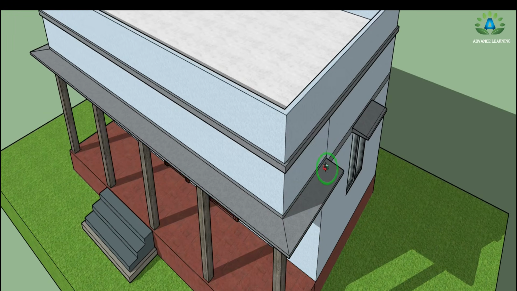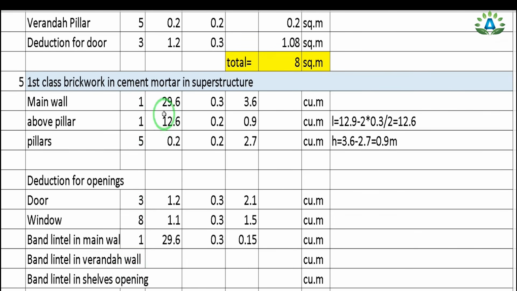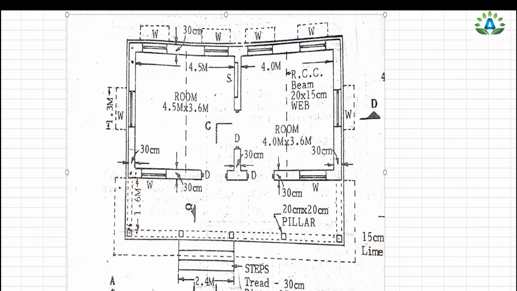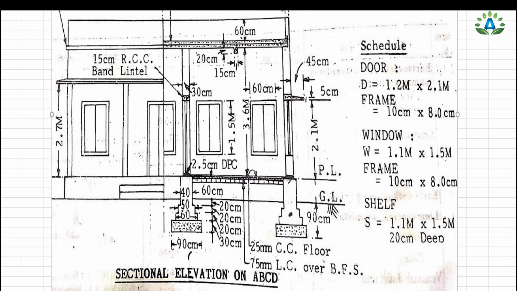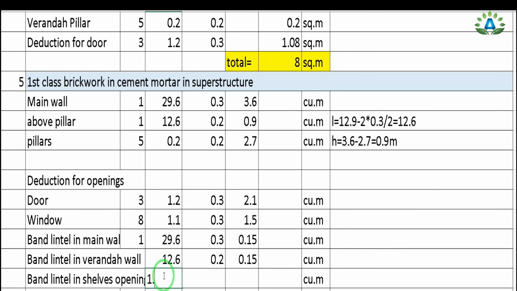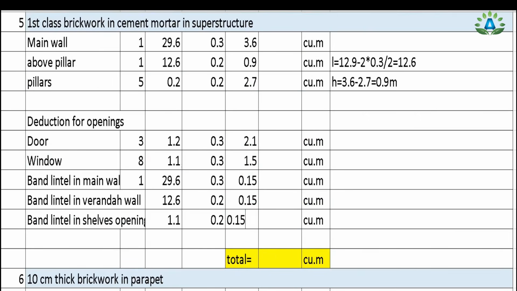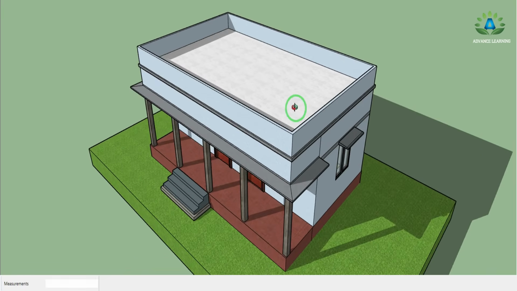So this length will be equal to this above pillar length, that is, it is equal to 12.6, and this veranda has a width of 0.2, that is 0.2 meter pillar, and the height of this lintel is also 0.15, and we need to subtract these shelves. So here we can see that there is a small shelf opening and it has a length of 1.1 meter and the width is 0.2, height of the lintel is 0.15, and we need to subtract all this, so we get 26.81. And now next is our brickwork in the parapet.